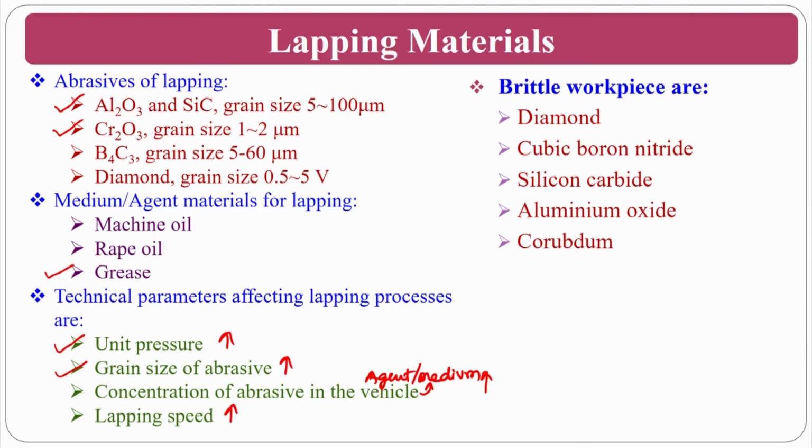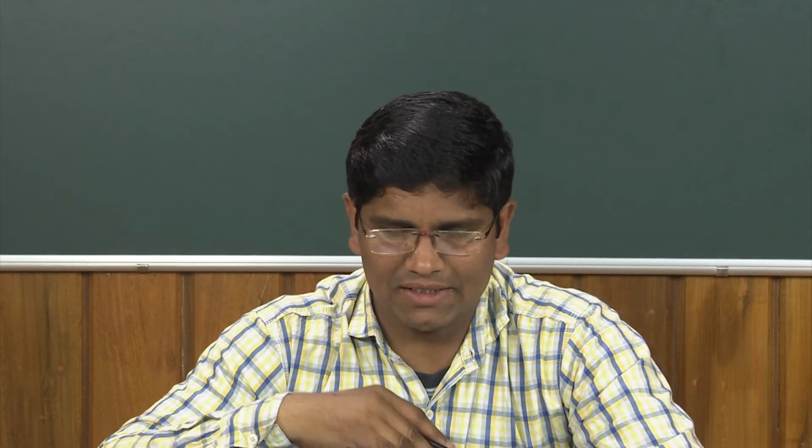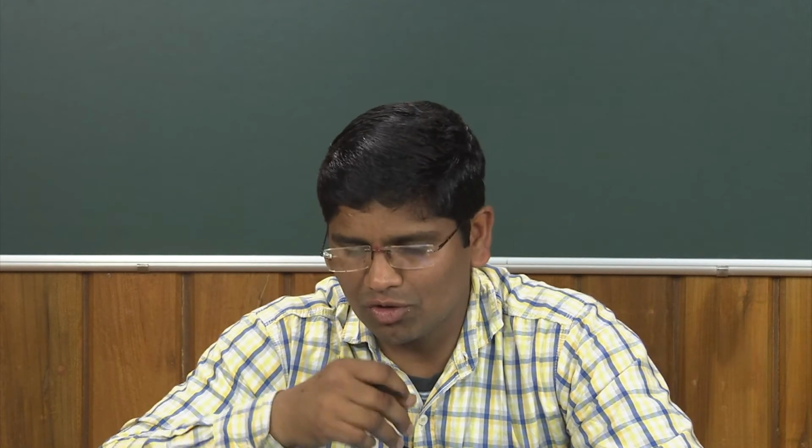Okay, for brittle workpieces, normally the abrasive is like diamond, you can use carbon, CBN, silicon carbide, alumina and carborundum. These are the workpiece materials you can lap. I mean to say these are the workpiece materials. These are also tool materials, that means abrasive materials also, but you can also lap these workpieces.